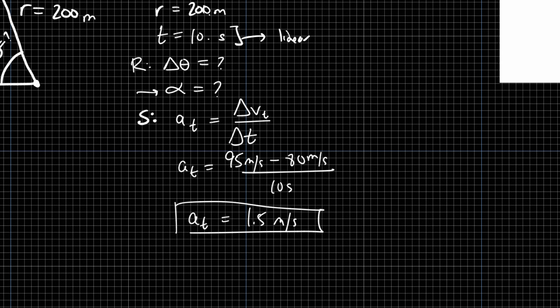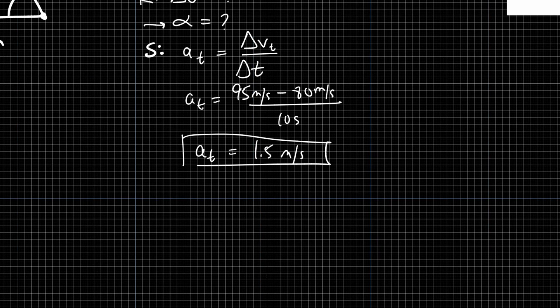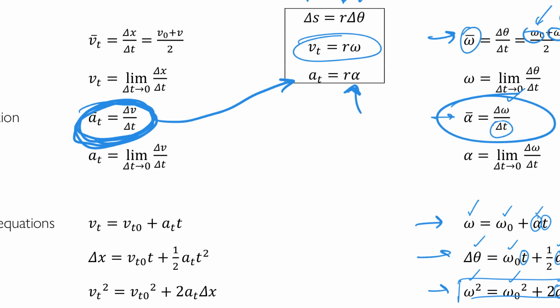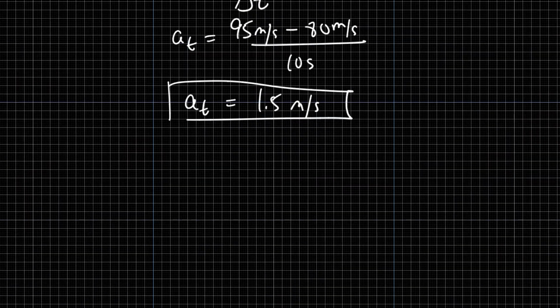Now we've got the linear acceleration. To get the angular, we just have to multiply or divide by r. We just have to figure out which one. Here's our equation up here: a sub t equals r alpha. So we will go ahead and use that. A sub t equals r alpha, so alpha equals a sub t over r.